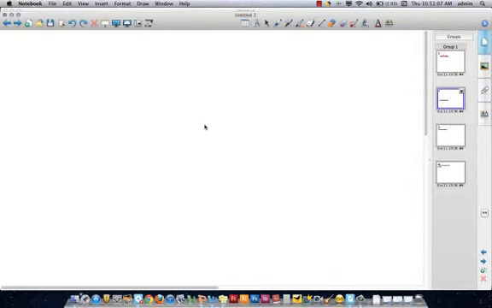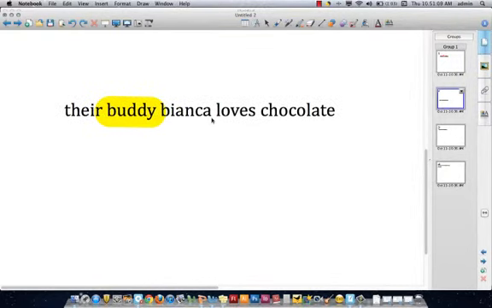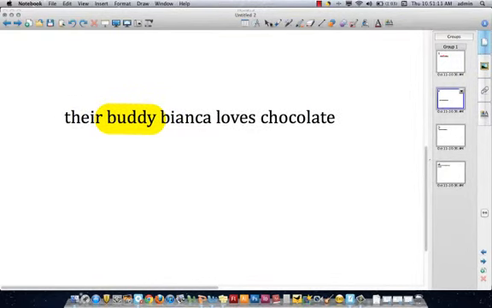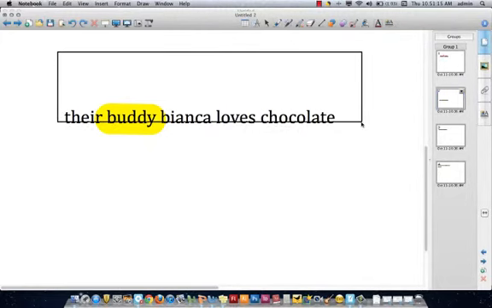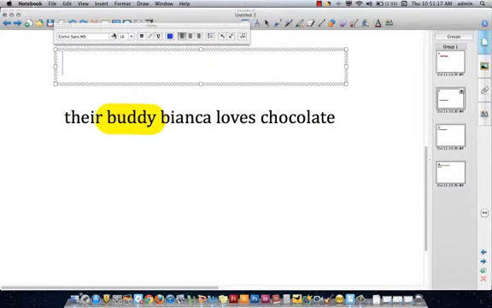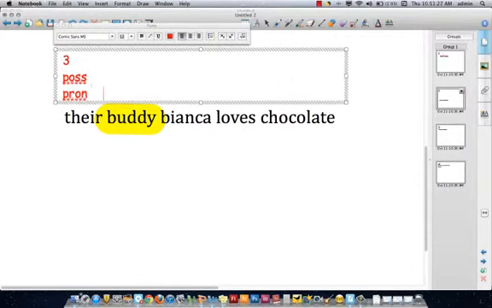Let's go to the second sentence. Their buddy Bianca loves chocolate. This one didn't seem to pose too much of a problem for anybody. Looks like we knew pretty well that, hold on, this is just too big. Okay, there is a third person possessive pronoun.